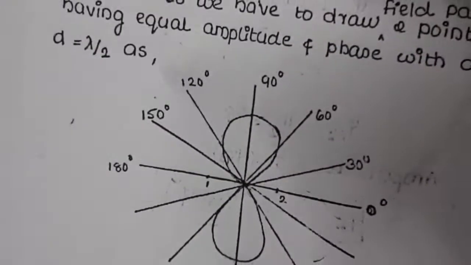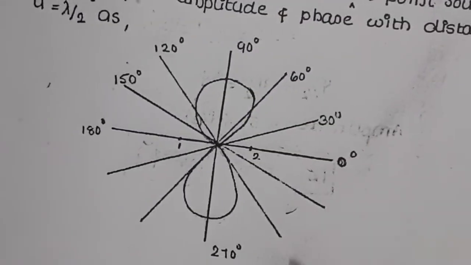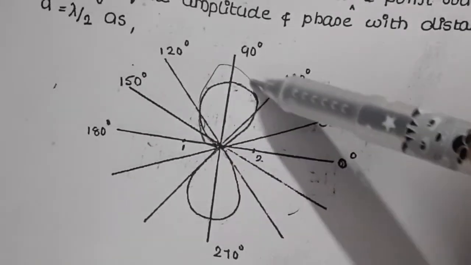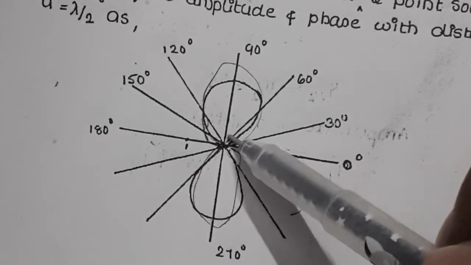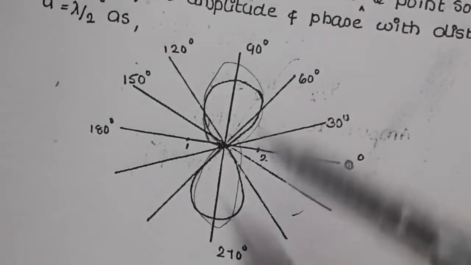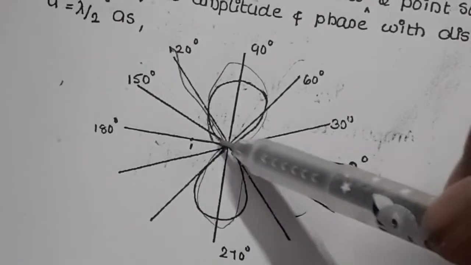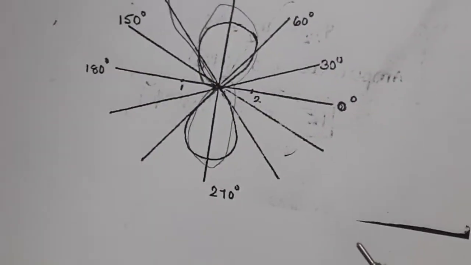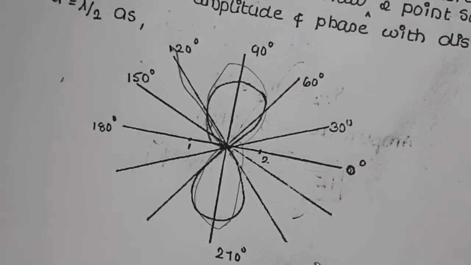From the above analysis, the maximum is attained at 90 degrees and 270 degrees, the half power points are placed at 60 degrees and 120 degrees, and the minimum is attained at 0 and 180 degrees. This is about the electric field orientation of the given 2 point sources.